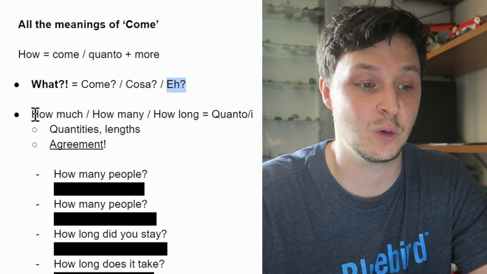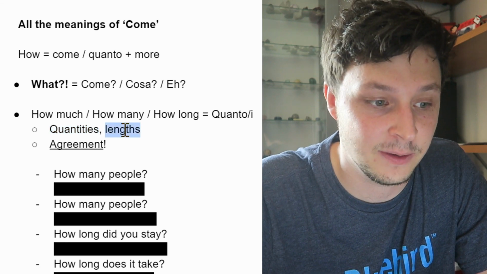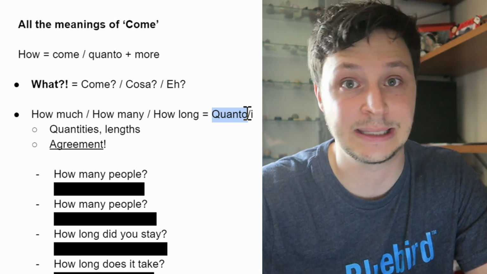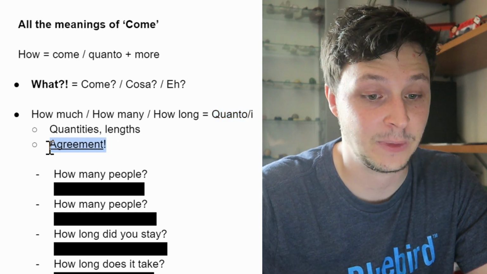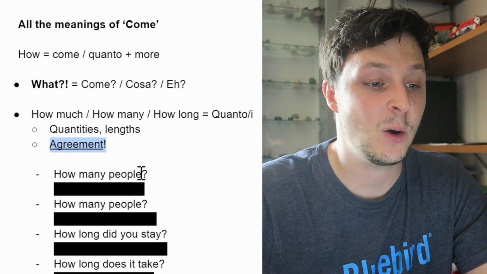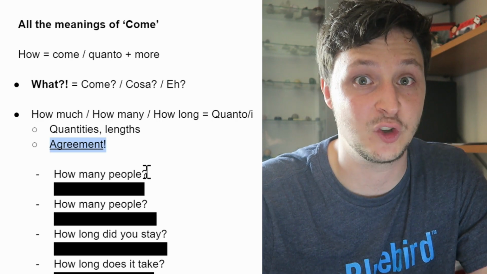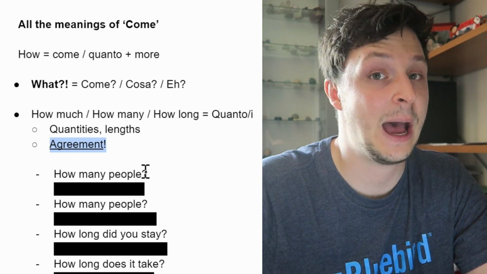Let's move on to what about with quantities and also lengths of time. So in this case, we're going to use quanto or quanta or quante e quanti. So yes, you have to do the agreement. So for example, how would you say how many people? Let's use gente. So you guys know gente is singular and feminine. So how would you say how many people?